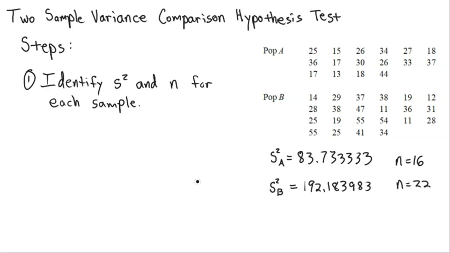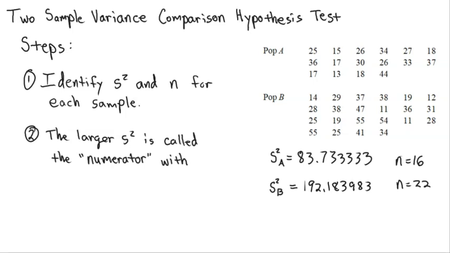Let's now move on to step two. Okay, so step two is the larger S squared is called the numerator with degrees of freedom 1. And then the smaller S squared is called the denominator with df2.